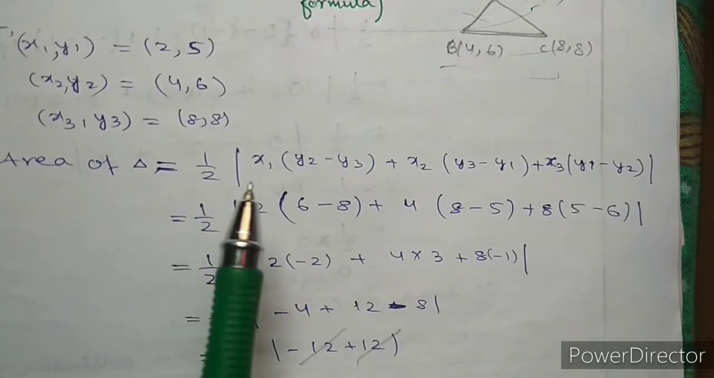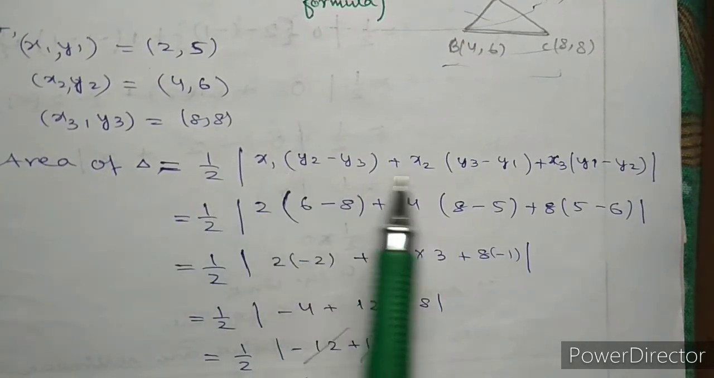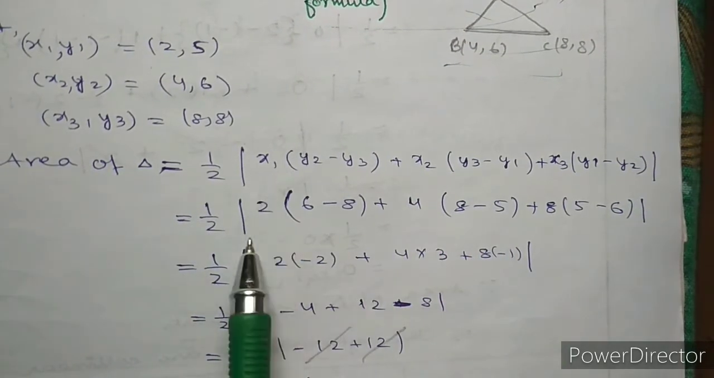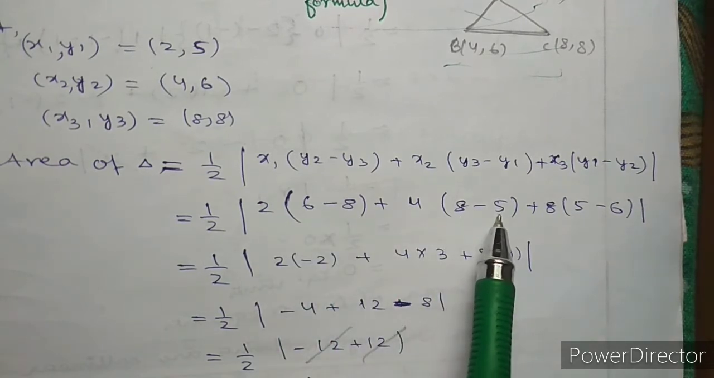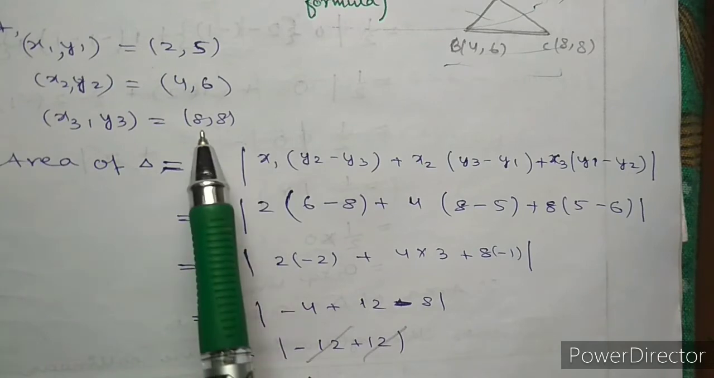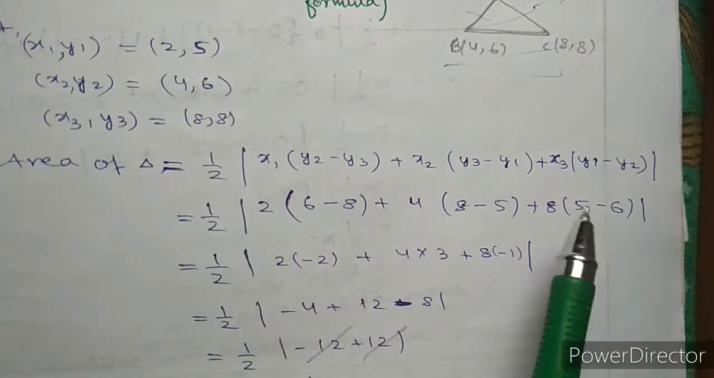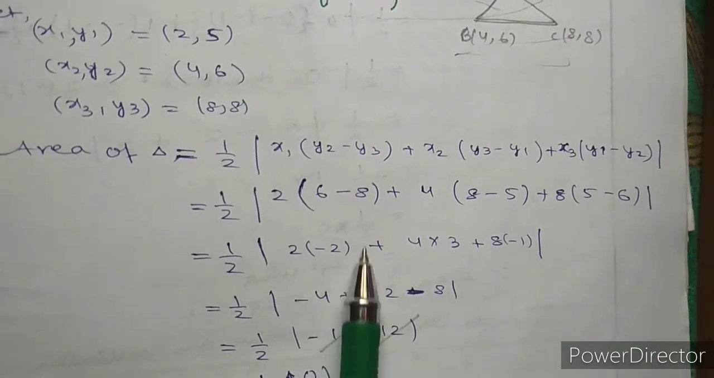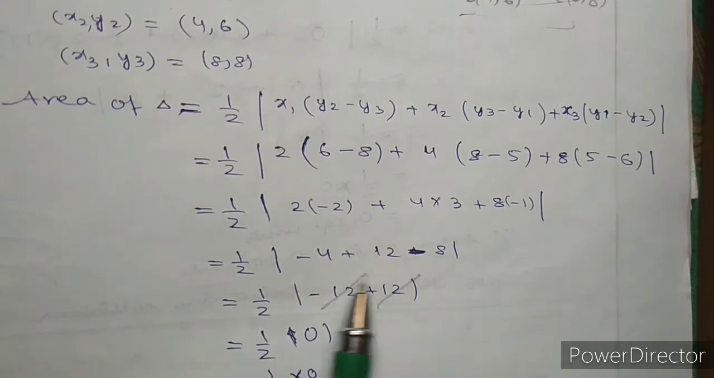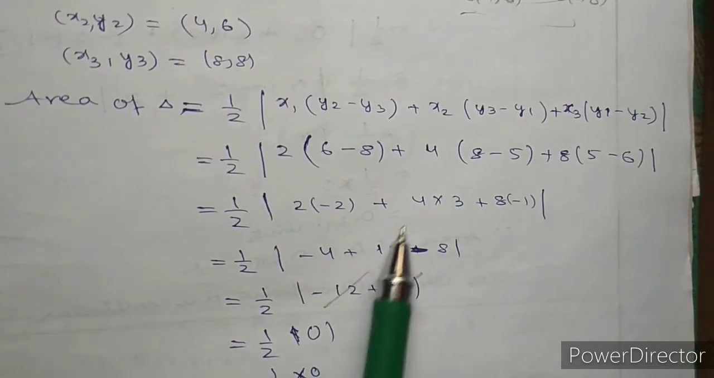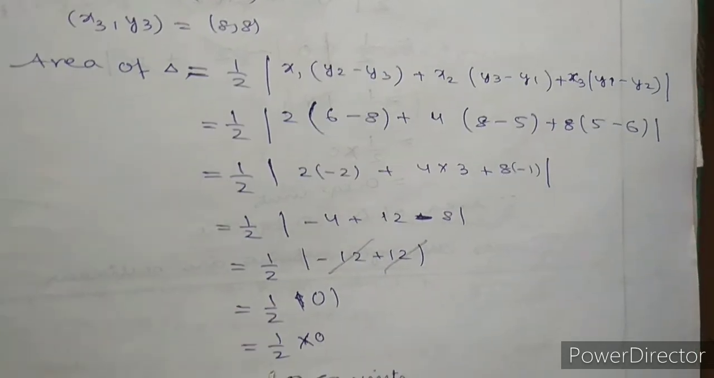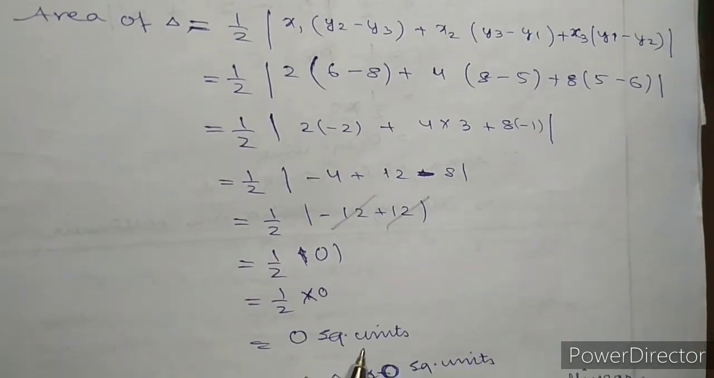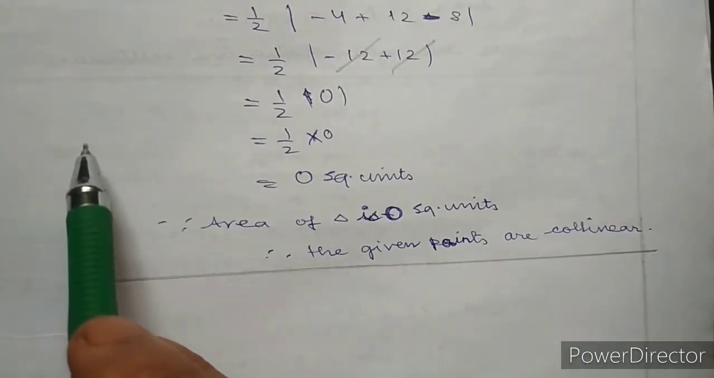Already I told you the area of the triangle. Half of this part. Put the values: x1, y2 minus y3, x2, y3 minus y1, x3, x3 is 8, then y1 minus y2. So from this part, if you just simply calculate, you are going to get minus 4 plus 12 minus 8. So 12 minus 12, 0. So half of 0 is 0, 0 square units. Now you are getting the area of the triangle as 0.